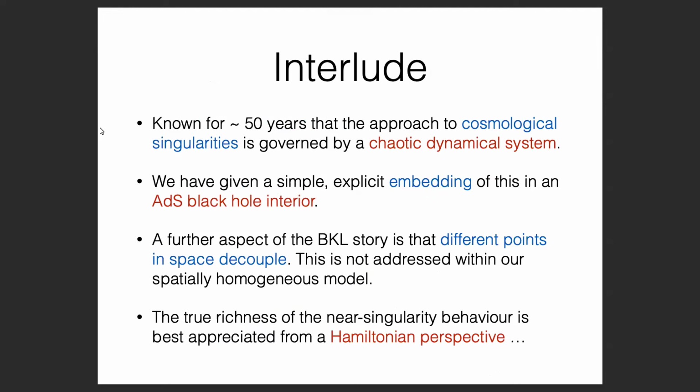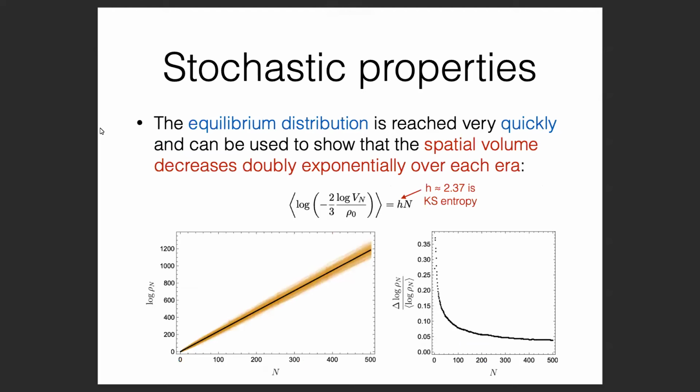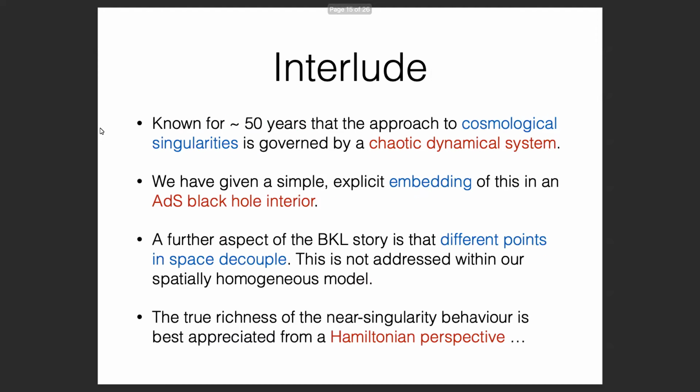So good, perfect. Now we're going to get to the arithmetic bit in a minute. But so far, it's been known for a long time that the approach to cosmological singularities is governed by a chaotic dynamical system. What I've given you so far is an explicit embedding of this in an AdS black hole interior. So if you want to try to discover the singularity in the boundary field theory, you shouldn't be looking for Schwarzschild. You should be looking for something more like this scaling. These should be the targets. These are better targets for a field theory understanding of the singularity than the Schwarzschild interior. These stochastic properties of the interior.